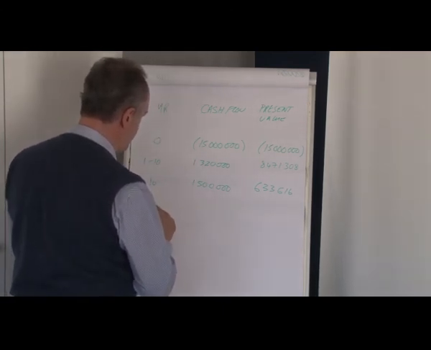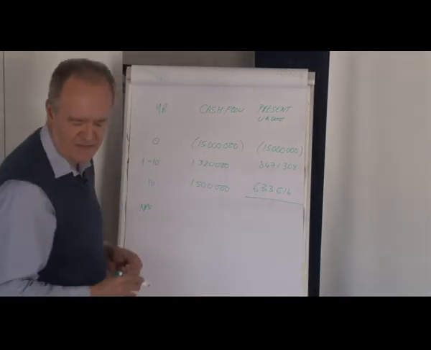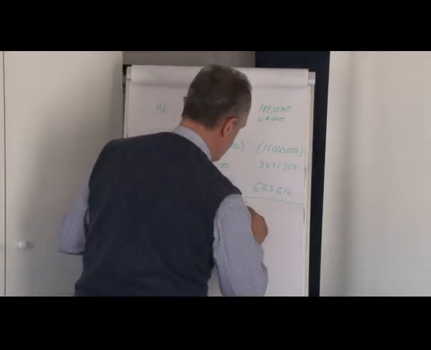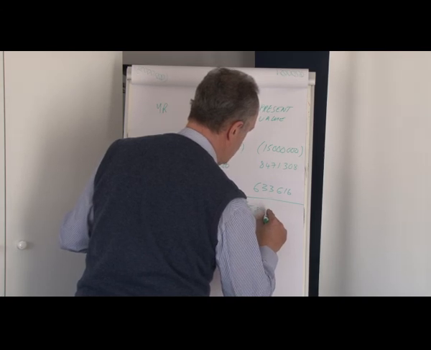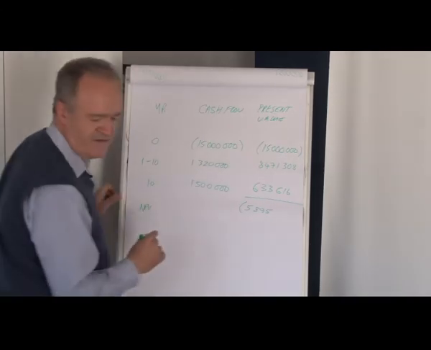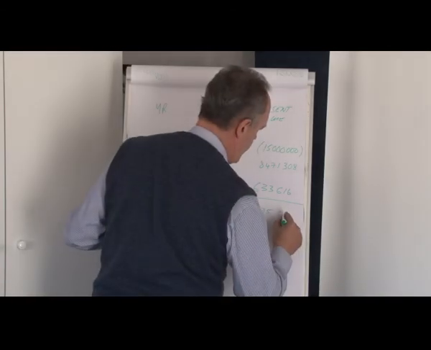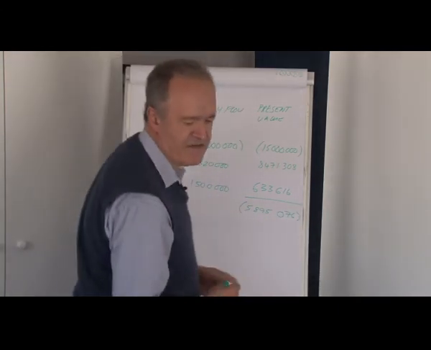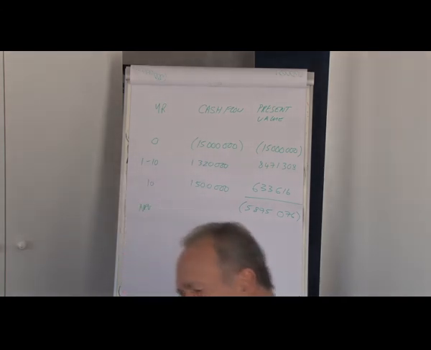Your net present value is the sum of these three added together. That gives you 5,895,076. It's still in the red. It's a negative figure. So after 10 years, you still haven't recouped your outflow, your initial cost of 15 million.